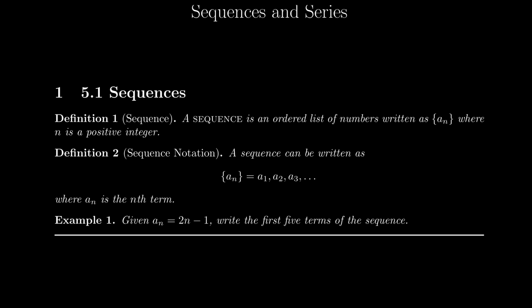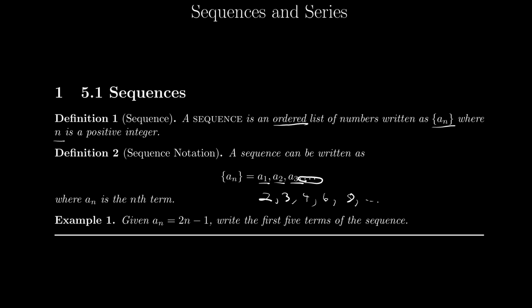A sequence is an ordered list of numbers, and that it's an ordered list is the most important part here. It's written as curly braces, a sub n, where n is a positive integer. So it's just an ordered list of numbers. That is, it will look like a1, then a2, then a3, and so on and so forth. For example, it could look like 2, 3, 4, 6, 8, and so on. Keep in mind that the dot, dot, dot, anywhere that you see it, means that it is infinite.